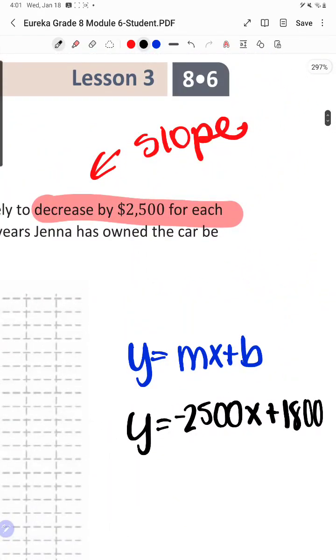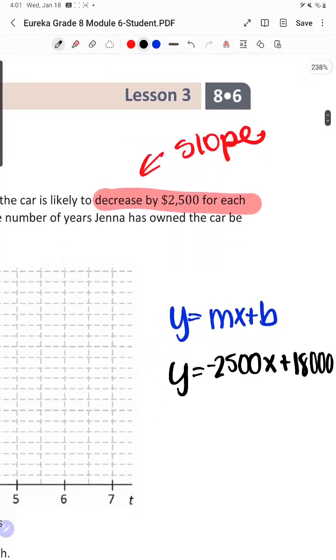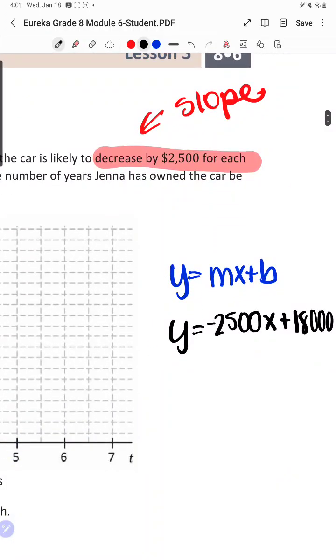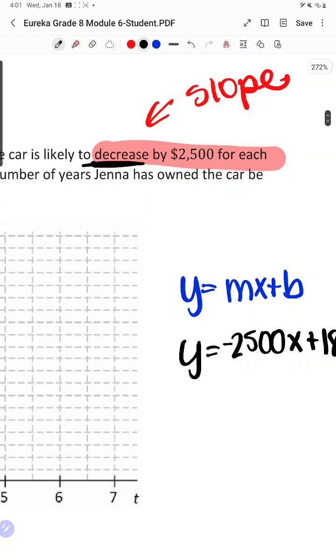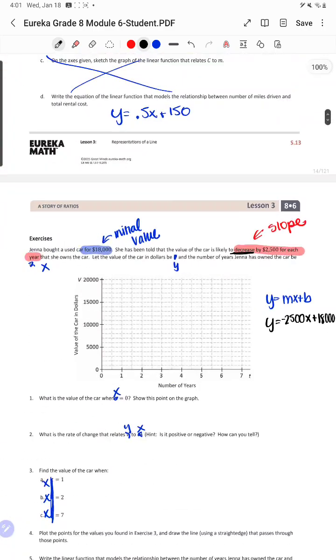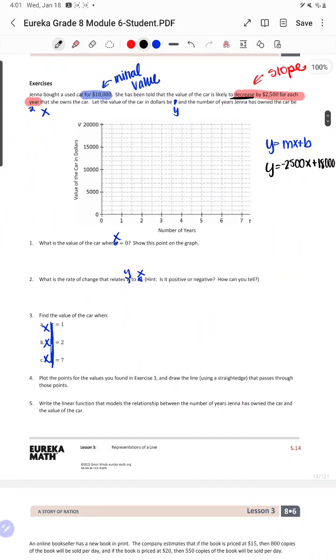Now, if I threw you for a loop with that negative in front of that 2,500, read the word decrease right here. Remember that when you see the word decrease, that means negative. And when you see the word increase, that means positive. So that's how I knew that right there.